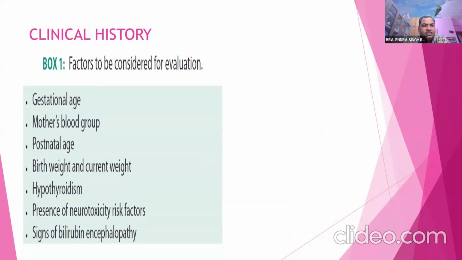So gestational age समझ में आता है, मदर ब्लड ग्रुप समझ में आता है ना, पोस्टनेटल एज ये भी समझ में आता है, बट बर्थ वेट एंड करंट वेट का मीनिंग ये है कि हम पता कर पाए कि बेबी का फीडिंग कैसे चल रहा है. कहीं बेबी न्यूट्रिशन डिफिशियंसी में, कहीं बेबी ऐसा तो नहीं है कि डिहाइड्रेशन में है. So birth weight and current weight also very important.